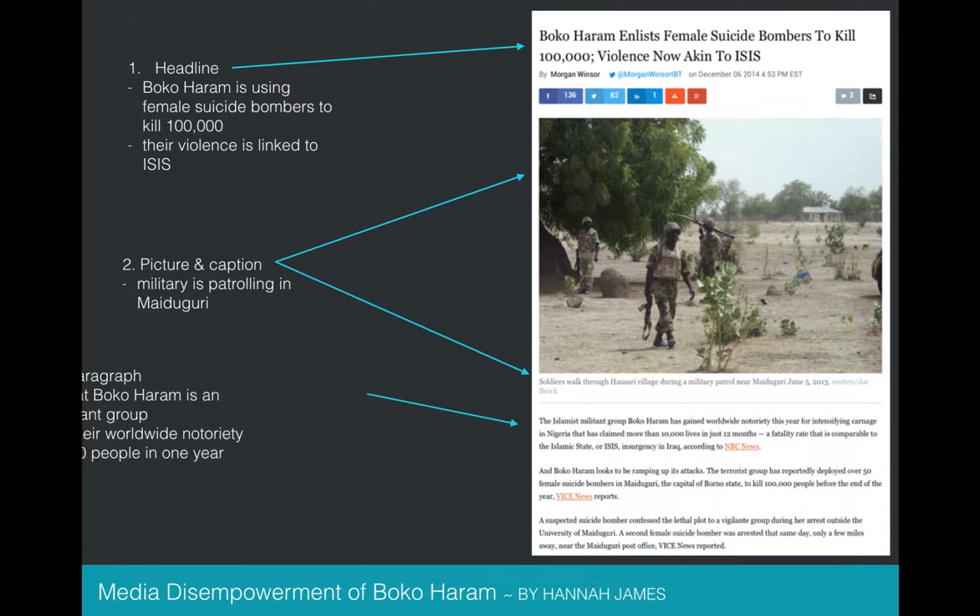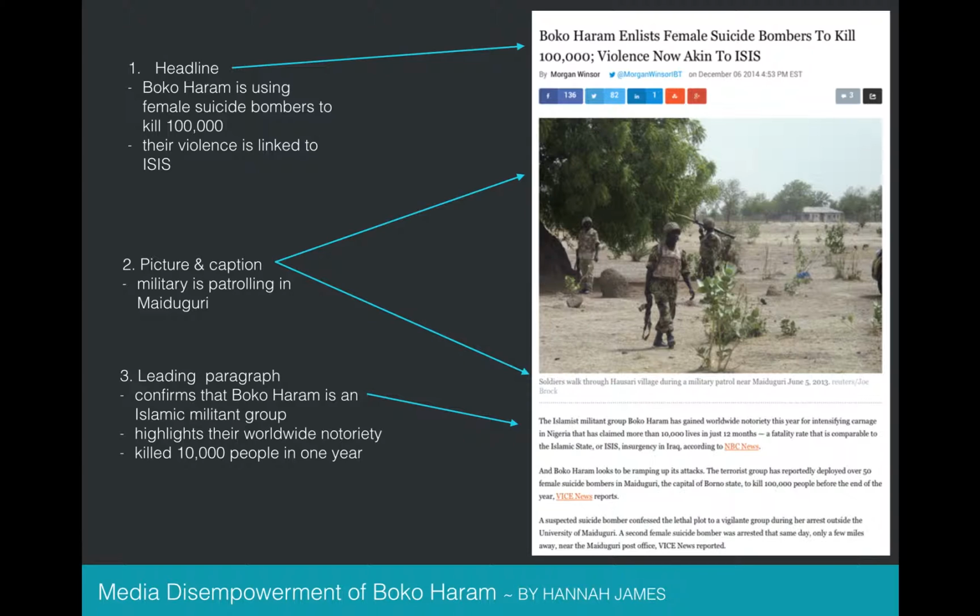Next, I read the leading paragraph for more detailed information. The leading paragraph confirmed that Boko Haram is an Islamic militant group. It also informed me that they have claimed more than 10,000 lives in only 1 year. The use of the phrases worldwide notoriety and intensifying carnage created a strong emphasis on disempowering Boko Haram.